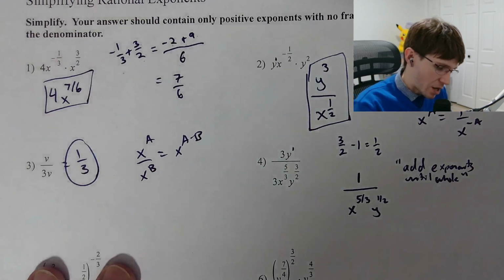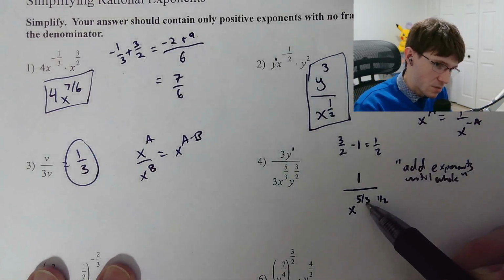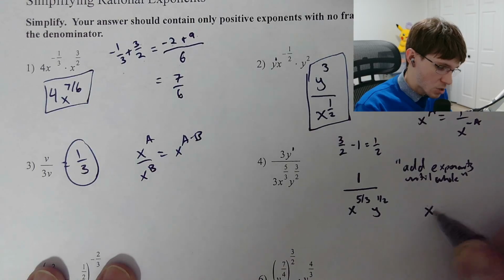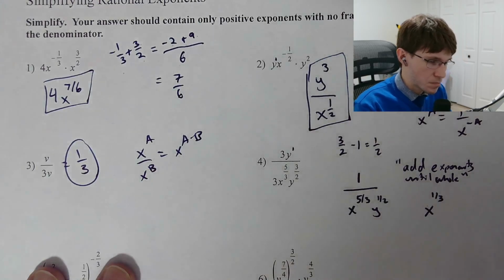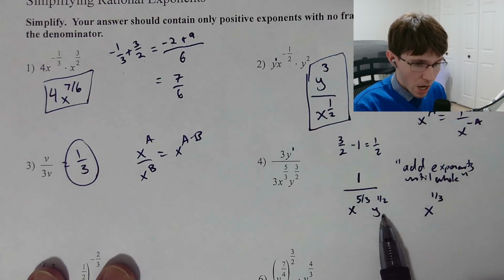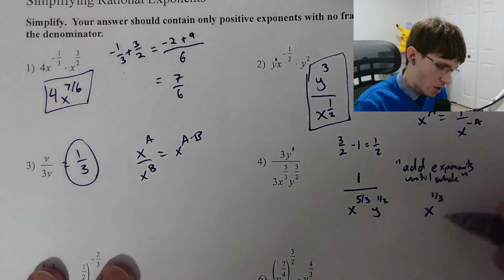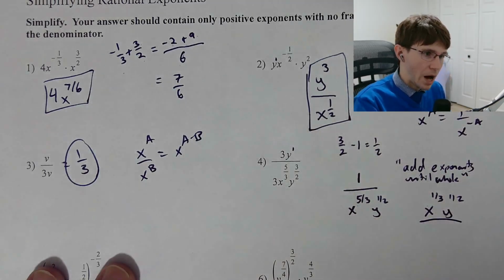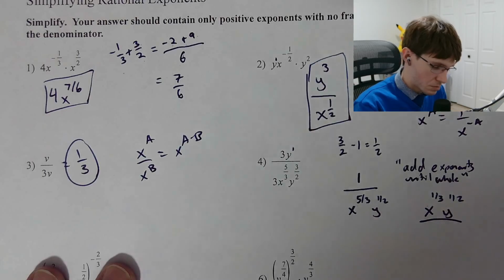So I'm going to add that exponent to the top side, 5 over 3. To get to a whole number, I need to add one more. So that's going to be x to the 1 over 3. As for my y, I also need to add one more, that's a 1/2. So I'm adding that y to the 1/2. And now the bottom is that whole value.